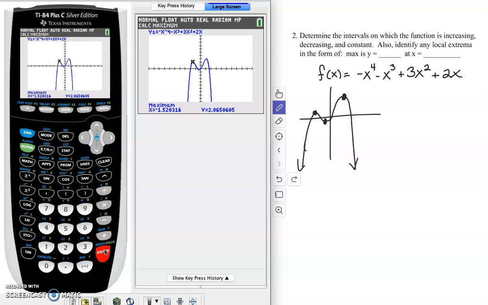All right, so it identifies my maximum there as the ordered pair 1.52, I'm going to go to 2 decimal places, comma 2.07. Right, so I'm going to label this one down here. This one is going to be a minimum.